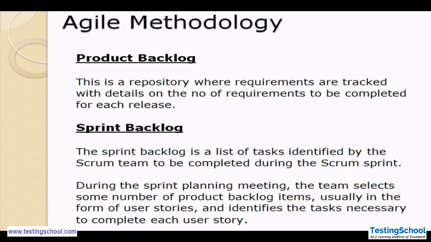During the sprint planning meeting, the team selects some user stories from the product backlog, usually in the form of user stories, and identifies the tasks necessary to complete each user story. So in a sprint backlog the team takes the user story from the product backlog, then they create certain tasks in those particular user stories, like what they will do in that particular user story. So they create task and subtask.